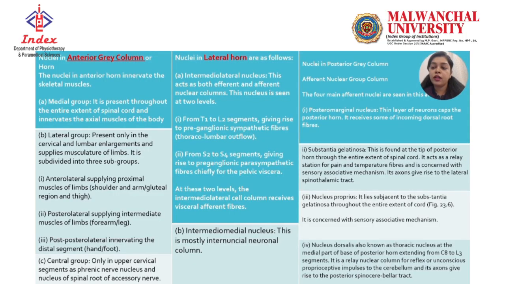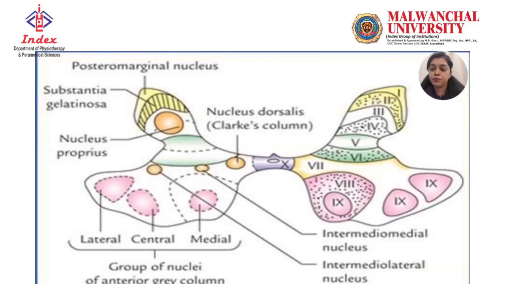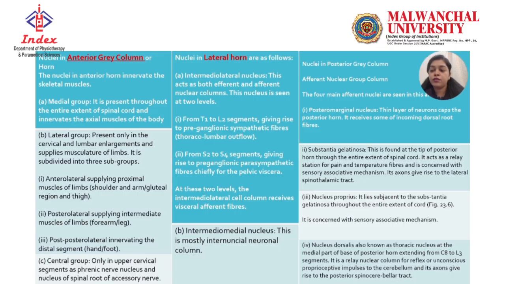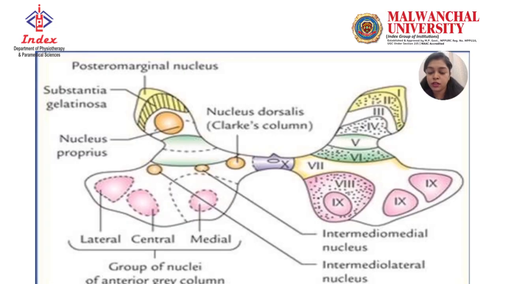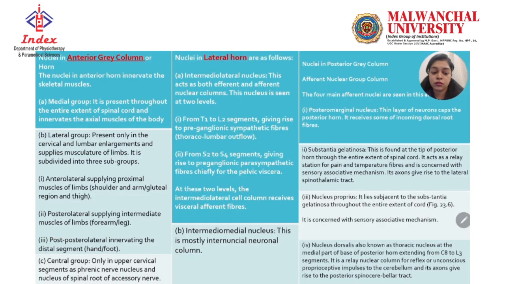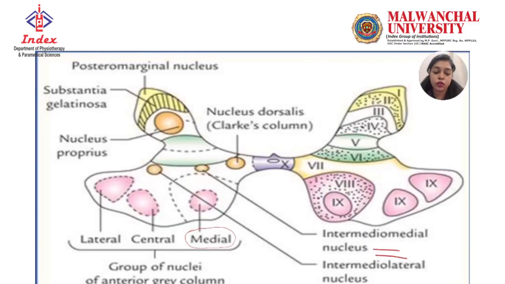Now if we talk about the nuclei in the anterior gray column or horn, the first one is the medial group. It is present throughout the entire extent of the spinal cord and innervates the axial muscles of the body.